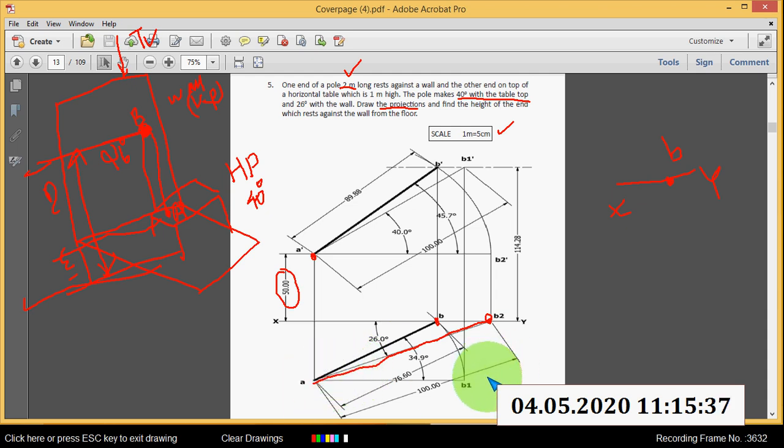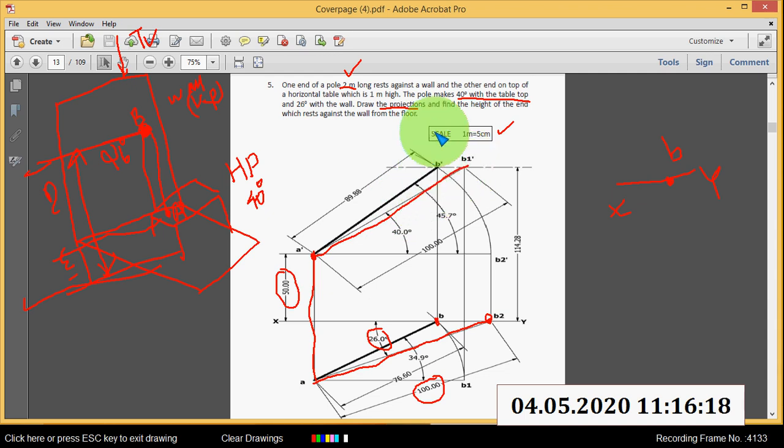First you mark point B2, then draw the true length of the pole, such that the true length of the line is 2 meter, that means 10 centimeter. This line makes an angle of inclination with VP, which is 26 degree, so you have to draw this. Then from A you project this line. Then mark A dash. Where is the position of A dash? A dash is 50 mm above HP. 50 mm means 1 meter above HP, so 1 meter is equal to 5 centimeter.